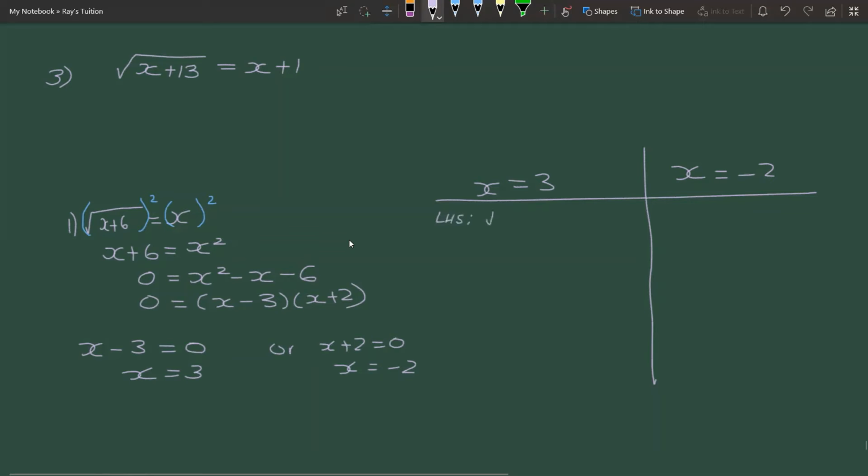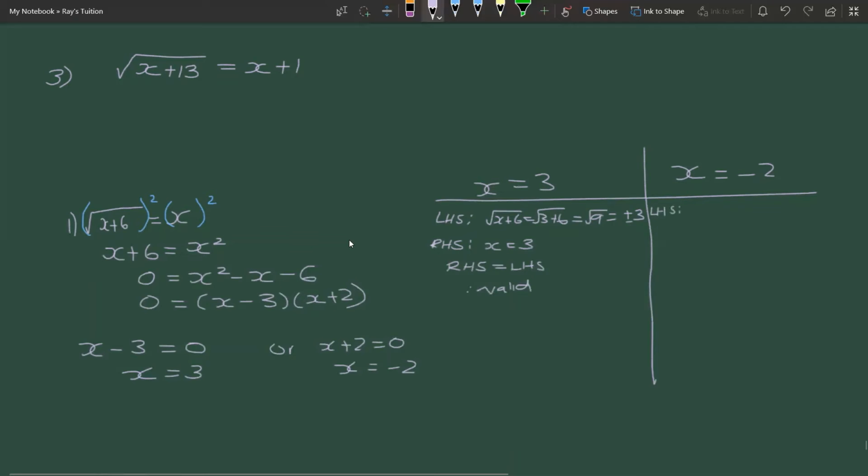How do we do the check? We calculate the left hand side. The left hand side is the square root of x plus 6, and x in this case is 3, so it's 3 plus 6, and that's 9. And the square root of 9 is plus or minus 3. Then we calculate the right hand side separately, and the right hand side is just x, which is equal to 3. If the right hand side is equal to the left hand side, then our answer is valid.